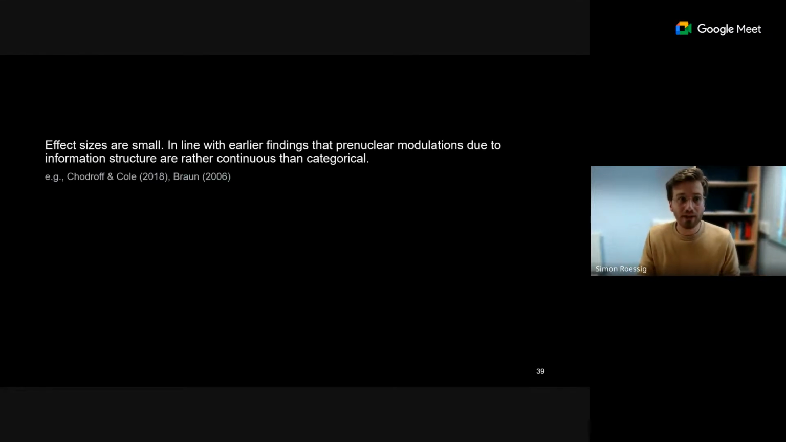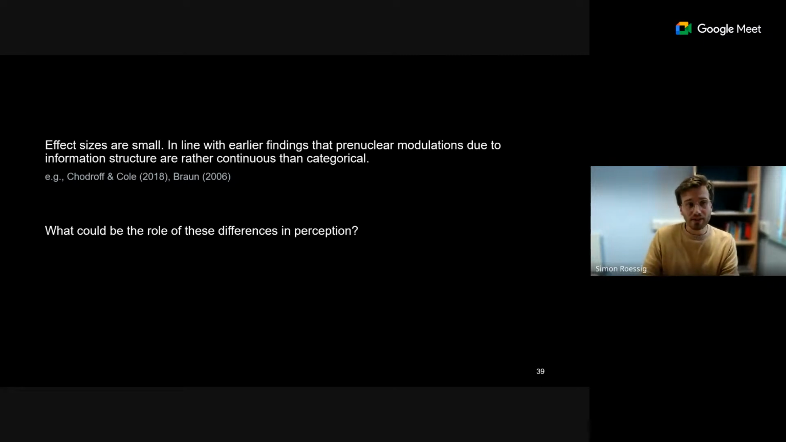Well, of course, we can see a variety of limitations. One thing that's quite obvious is that the effects are quite subtle, quite small. And this is in line with previous findings that indicate that the modulations in the prenuclear domain that are induced by information status, information structure, are rather continuous and don't seem to affect categorical accentuation or accent type choice so much. But because the effects are so subtle, so small, the question must be asked, what could be the role of these differences in perception? And this is going to be the topic of the second part of this talk.